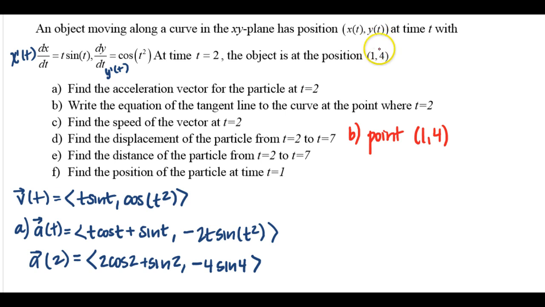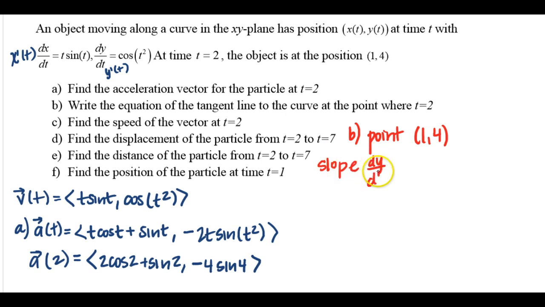Whereas if I did not have this information, I would have to do a lot more work because I don't know x of t, y of t to substitute 2 into. But again, I'm given specifically at time 2, the coordinate points for x and y are 1 and 4. So there's my point, and now I need my slope, which means I need dy dx.